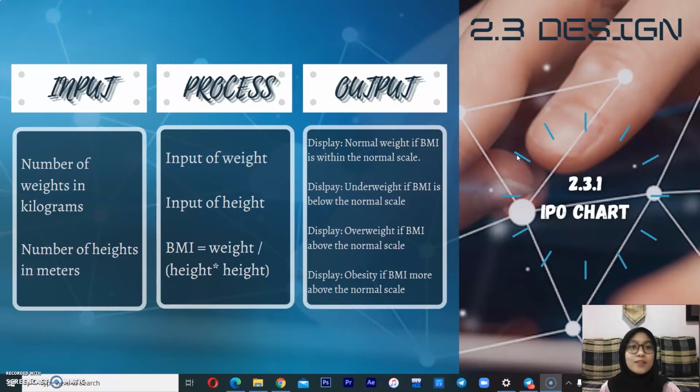Okay, we continue with the design part. Okay, this is the IPO chart. The process of BMI calculator encoding can be divided into three stages, which are input, process, and output.